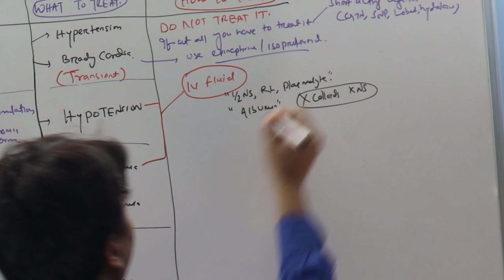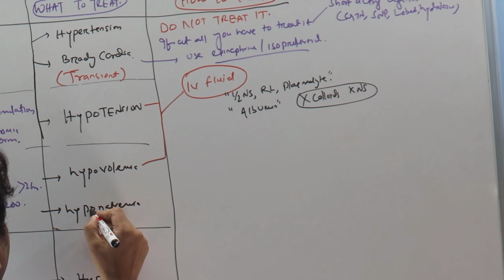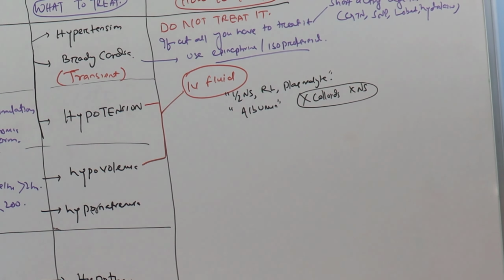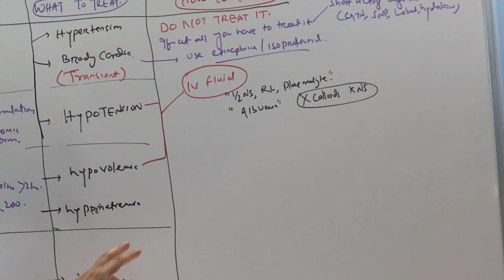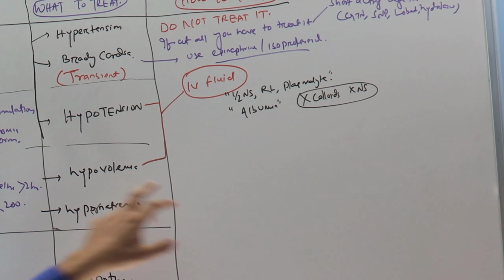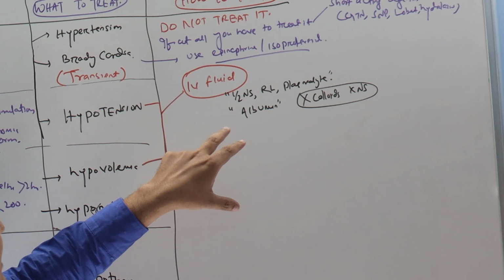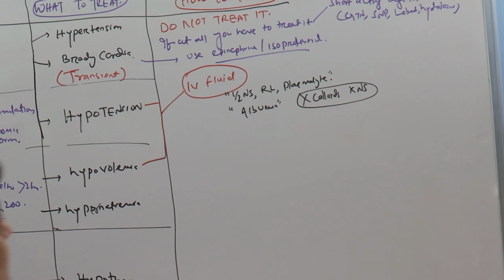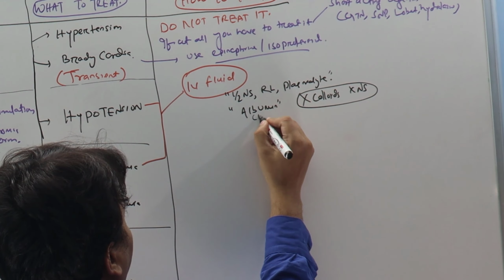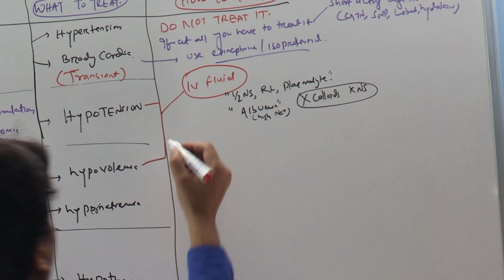Why? Because here you can see, it is producing hypernatremia. So we have to avoid any solution that can exacerbate this hypernatremia. That is the reason why we choose half NS, Ringer's lactate or plasmalyte. Albumin usually we do not choose because it contains high sodium, but you can use it when you want to restrict fluid. Right?